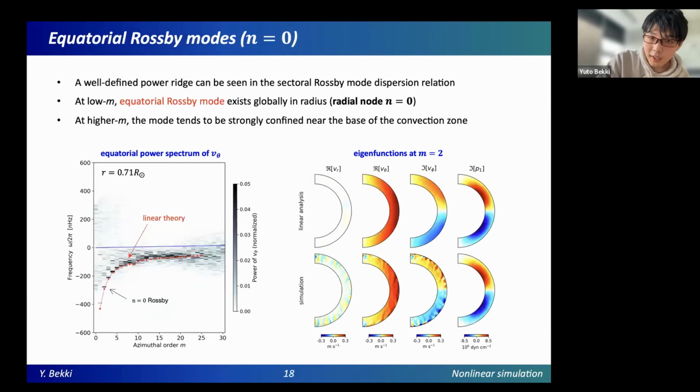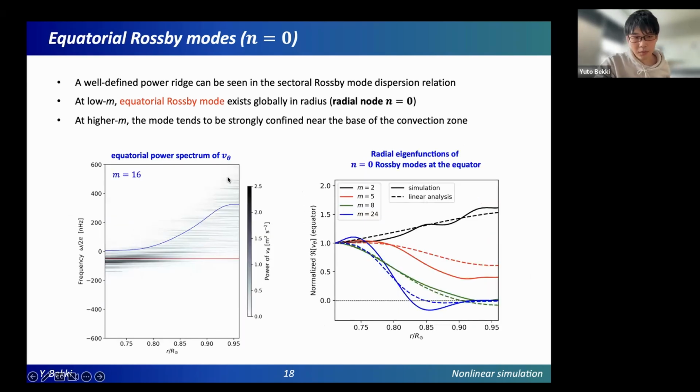For the equatorial Rossby modes, we also found them in our simulations. So this is the power spectrum near the base of the convection zone. And you can see that the power ridge exists along the linear dispersion relation. And again, when you compare the eigenfunctions with the linear calculation, they show very good agreement. So this is the eigenfunction for n equal 2.